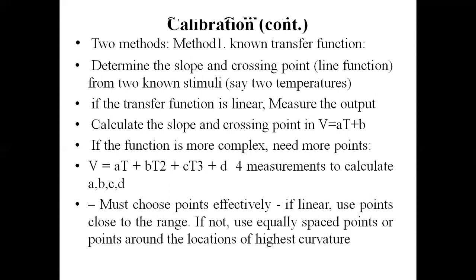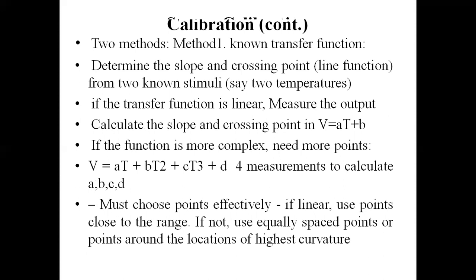One method is when you know the transfer function. The first thing is to determine the slope and the crossing point from two known stimuli, for example two temperatures. If the transfer function is linear, then we have to measure the output, and calculate the slope and the crossing point in V = AT + B.